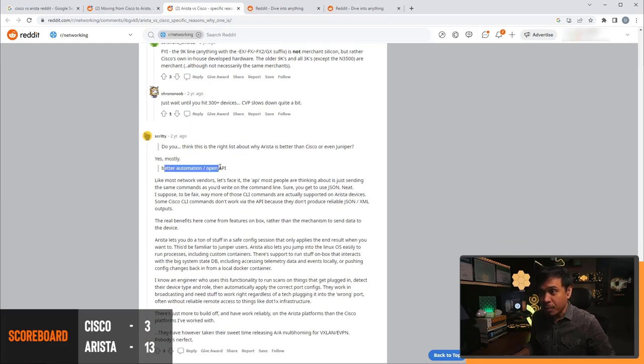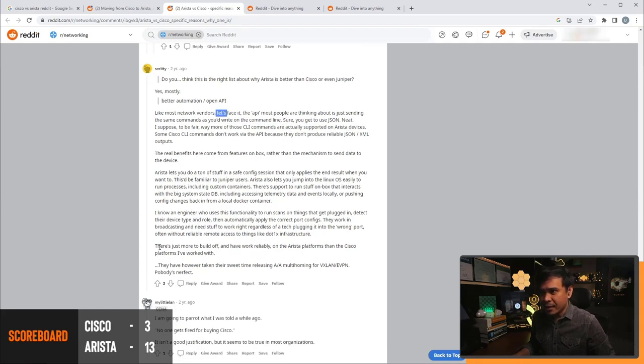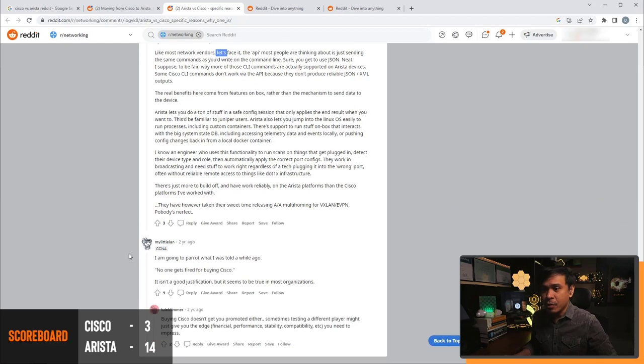All right, it says better automation, open API. Yes, mostly, he agreed. Like most network vendors, let's face it, APIs, most people are thinking about just sending the same commands. Let's skip some of his comments and look at the last part. There are just more APIs to build off and have work reliably on Arista platforms than Cisco platforms I've worked with. They have, however, taken their sweet time releasing active multi-homing for VXLAN EVPN. Okay, does Cisco Nexus not have multi-homing capability? I don't know. But I know Arista does.